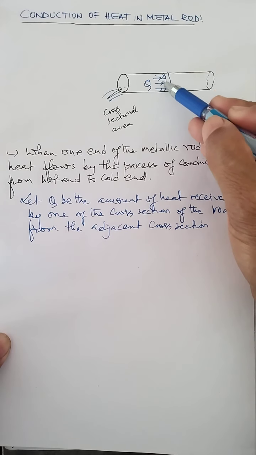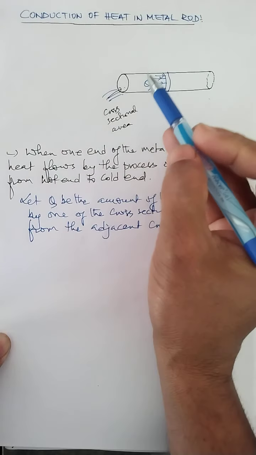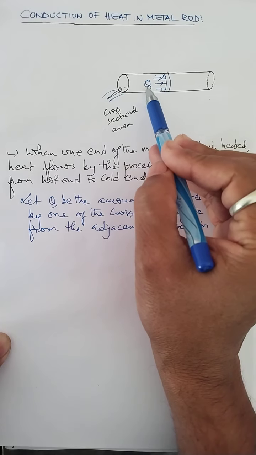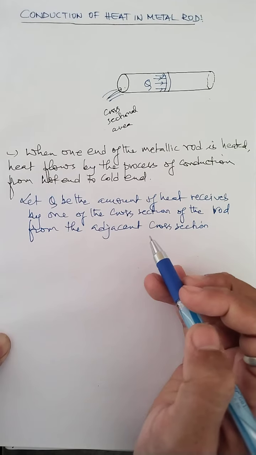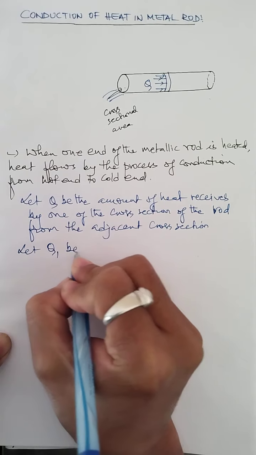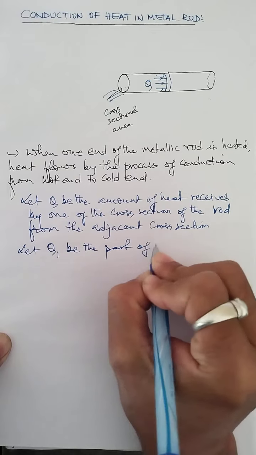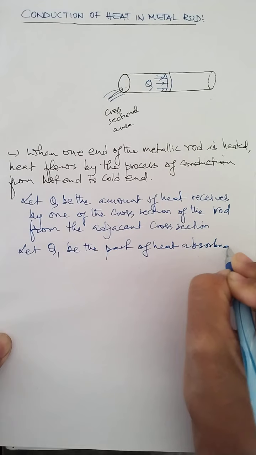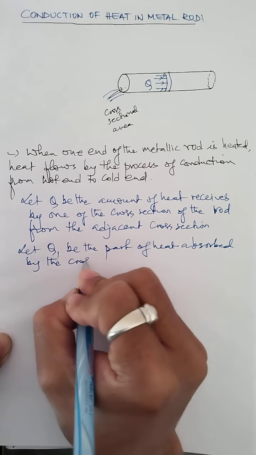That's why look at the arrow which I put. This arrow means the heat is received by this cross section from the adjacent cross section. And how much heat is received by this cross section? That is Q. But out of this total heat received by this cross section, a part of the heat is, say, Q1. Let Q1 be the part of heat absorbed by the cross section.